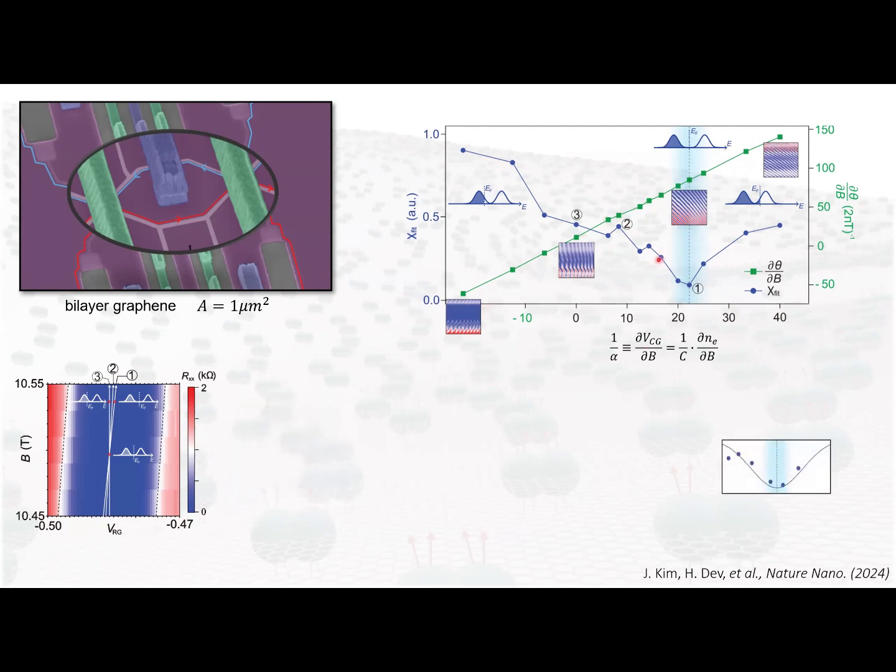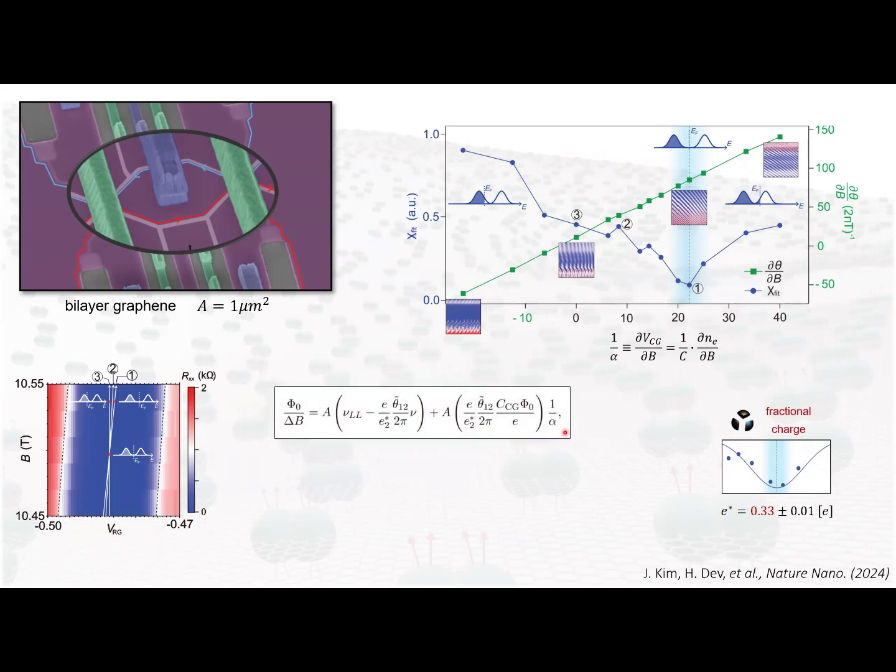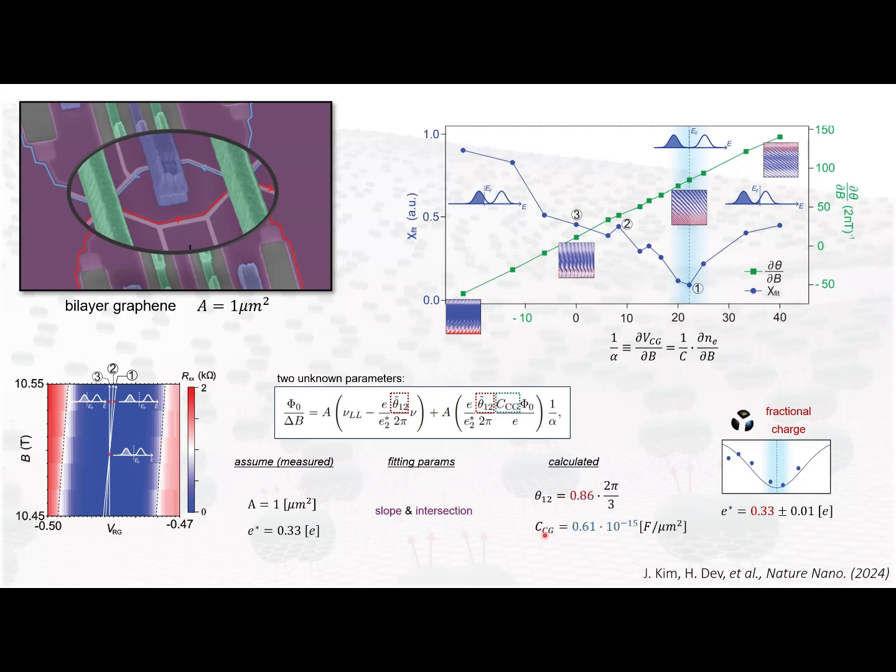You can do a fitting here, and you can measure the fractional charge, which is 0.33. And now you can look at this formula. The unknowns in this formula are the exchange phase and the capacitance between the localized state and the edge state. If you assume an area of 1 micrometer square, which we measure in the integer case and also here at constant filling, and you assume that your charge is 0.33, then because it's a linear line, you have two fitting parameters, the slope and the intersection, and you have two unknowns.